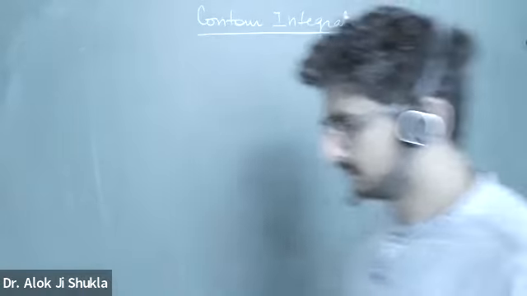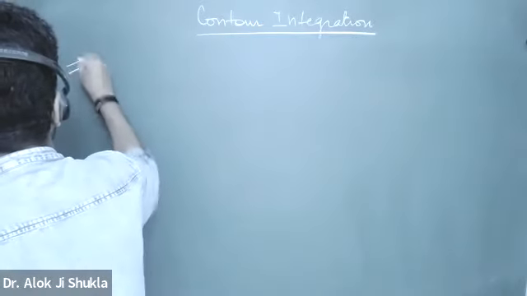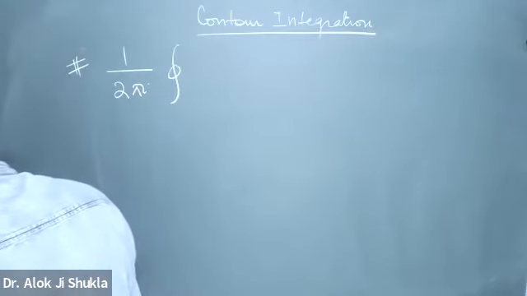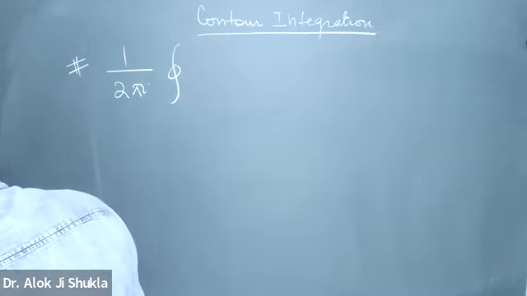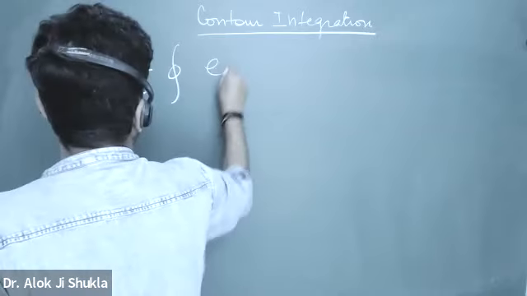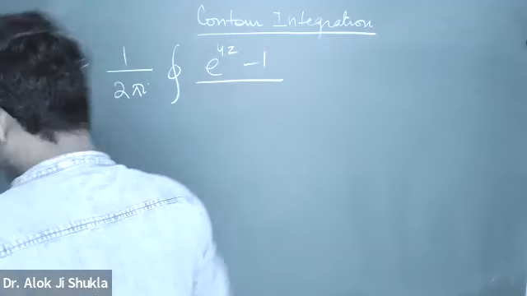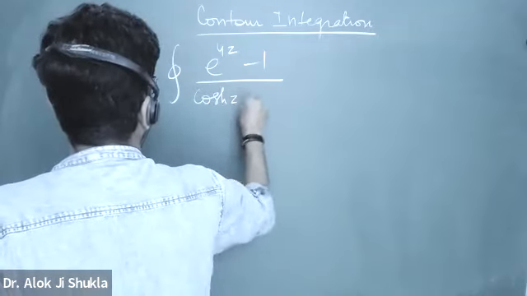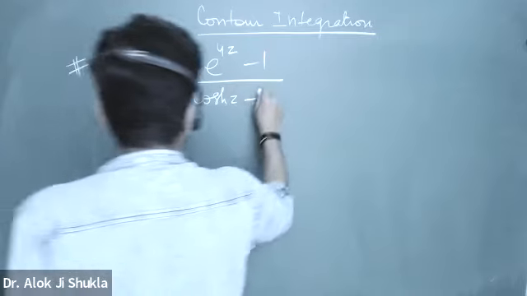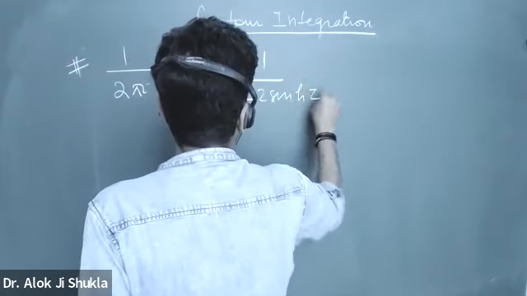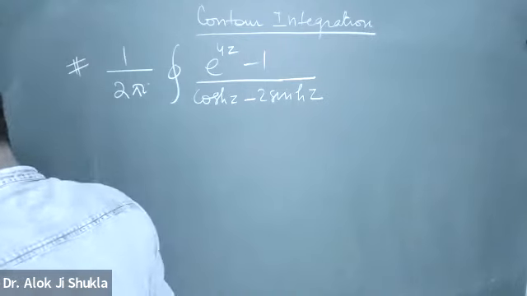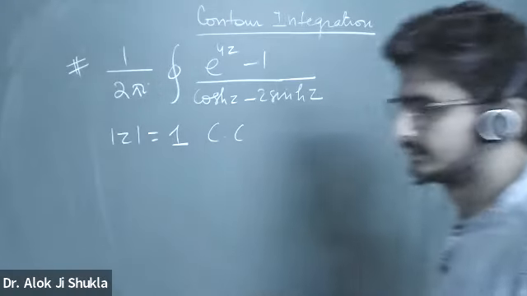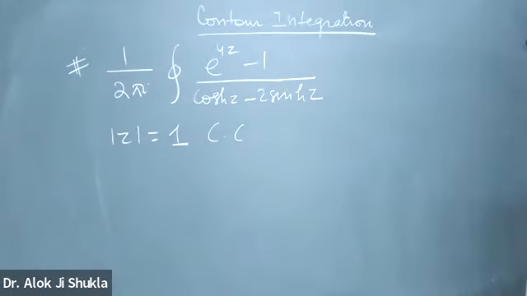Now let us put 1 over 2 pi i. You have to calculate this contour integration of e to the power 4z minus 1 upon cos hyperbolic z minus 2 sine hyperbolic z. And the circle is mod of z is equal to 1, counterclockwise. This is the contour, this is the question.